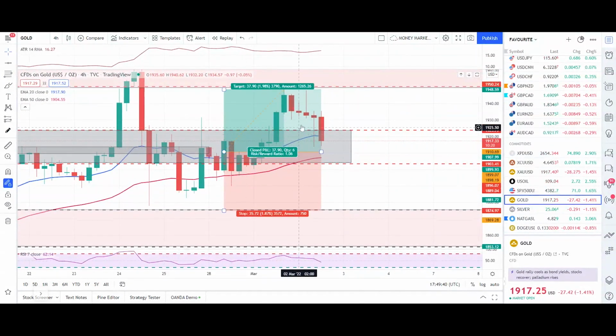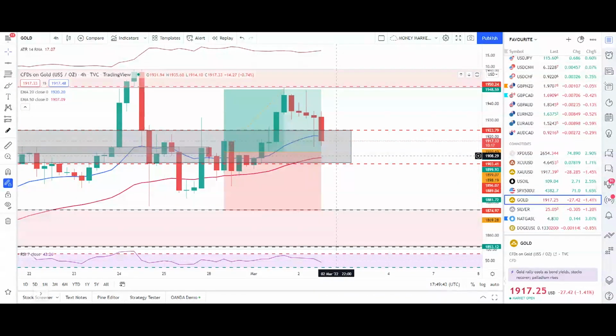I still expect gold to hit at least the 50 EMA, which is at 1908. We can still expect some move down from gold, from where I will look for the next bearish or bullish confirmation.